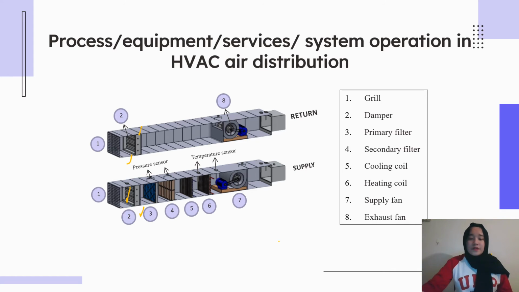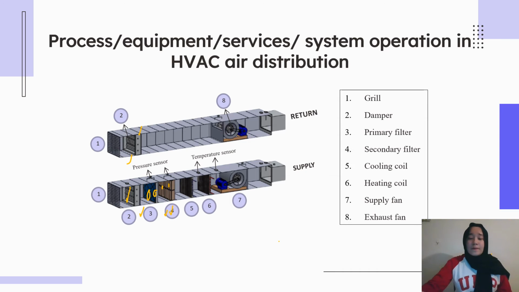So the third and fourth components are filters. The first filter here is the primary filter, and the second one is the secondary filter. The function of the filter is to catch all the dirt, dust, bacteria, etc. from entering the AHU and the buildings. The fifth and sixth components we have here are the cooling coil and the heating coil. The function of these coils is to heat and cool the air.